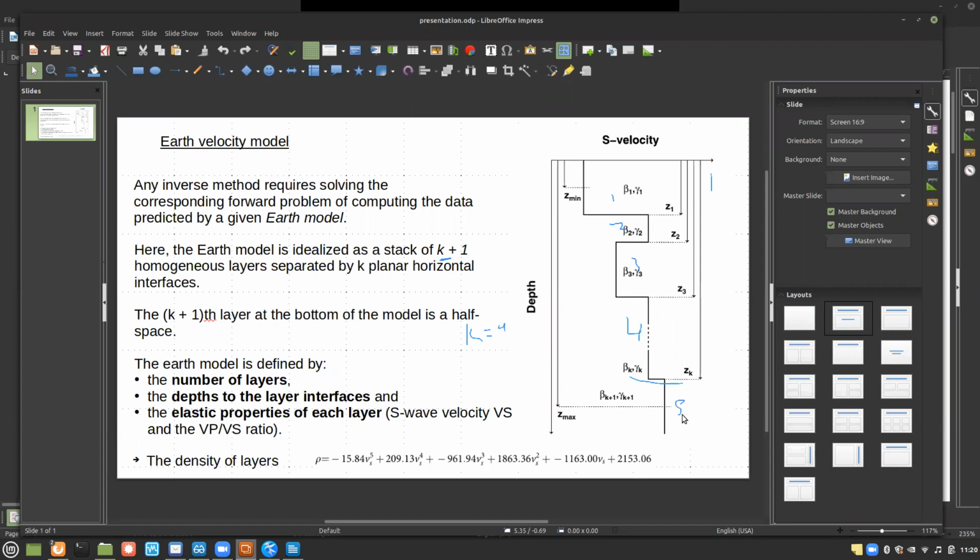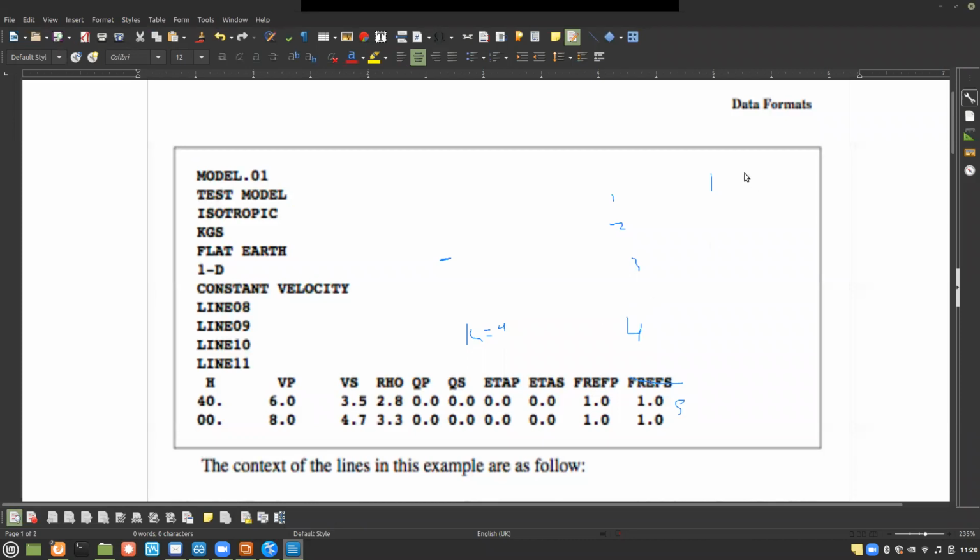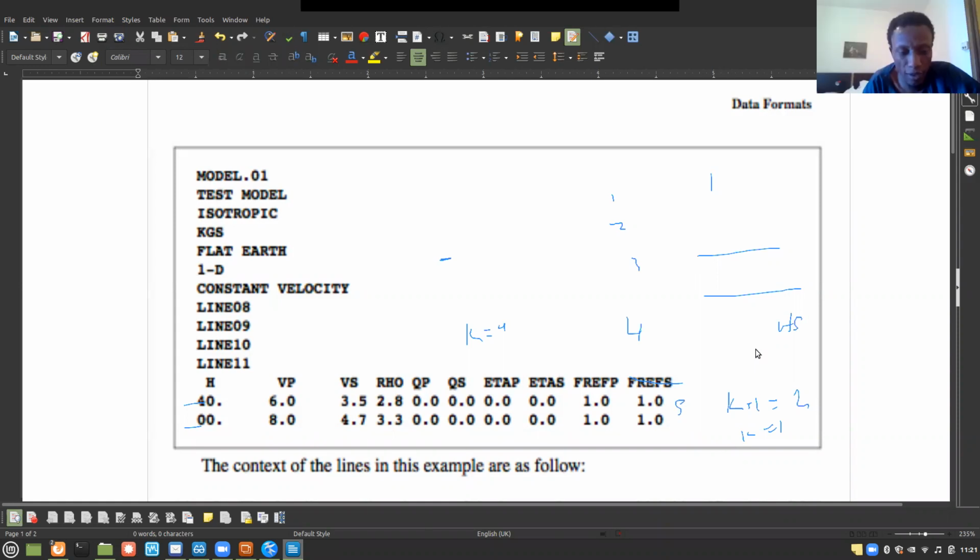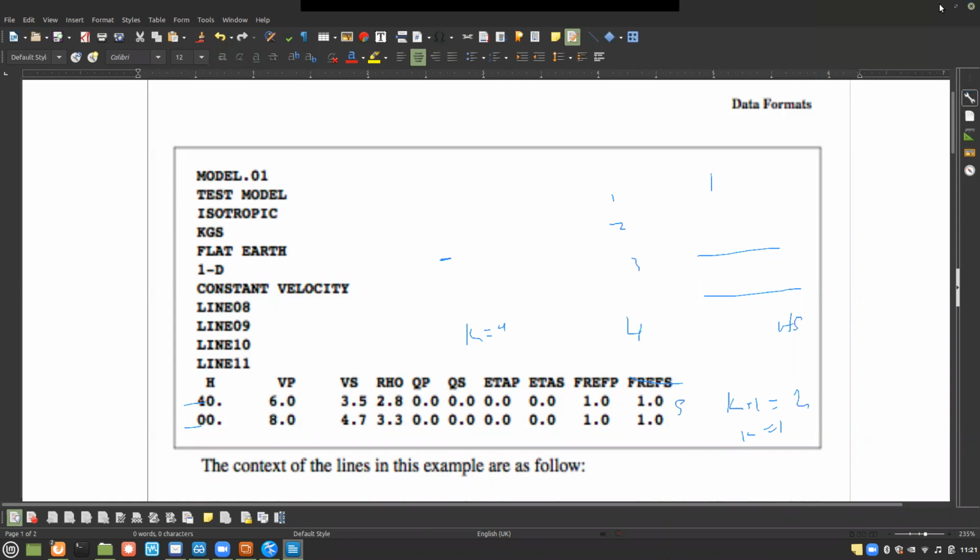And then the last one will be the half space. So in this case, it's only 1 and 2. Okay, so it's k+1. Remember k+1. So the answer is, say here is 2. So it means k is what? 1. So it's just one layer, and the next one is the half space. Okay? Okay, thank you. Yeah, so that's how you do the parameterization.